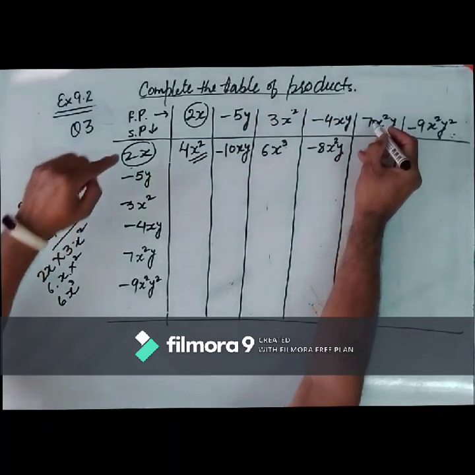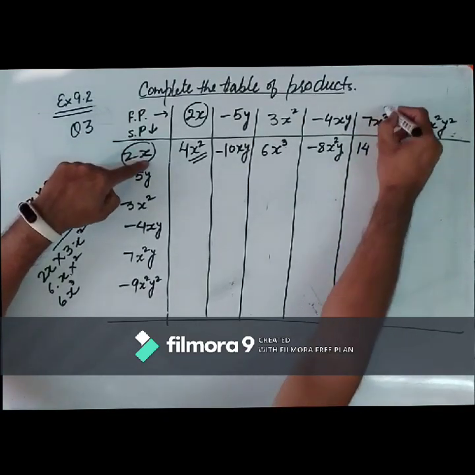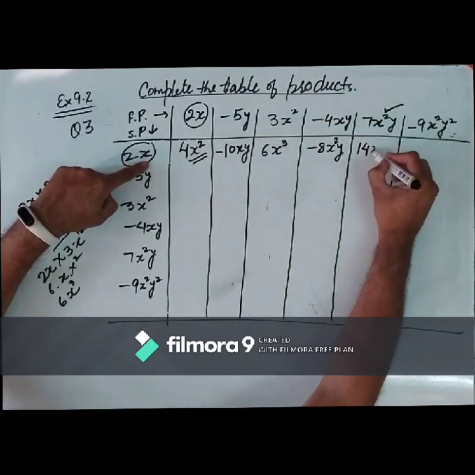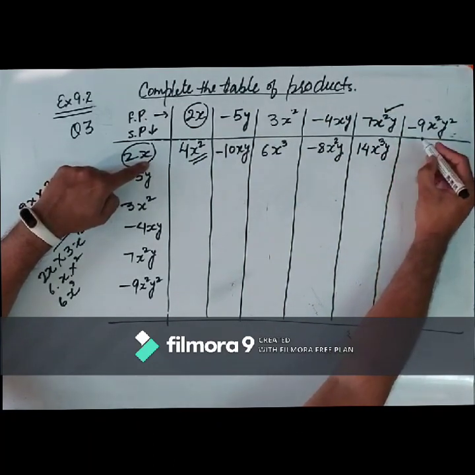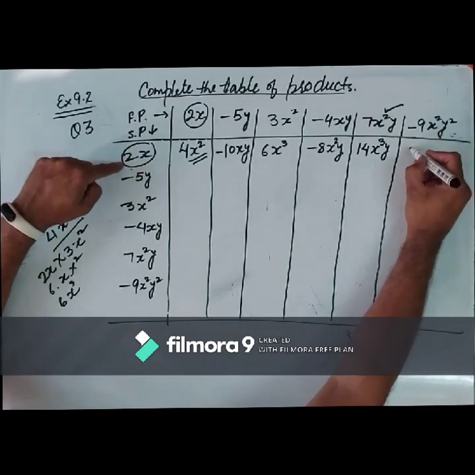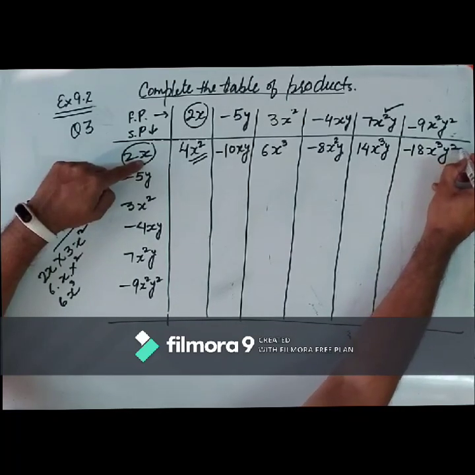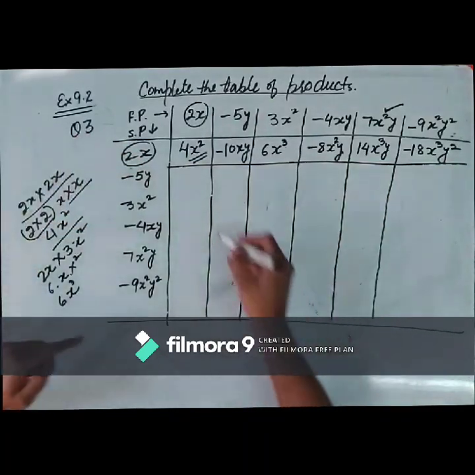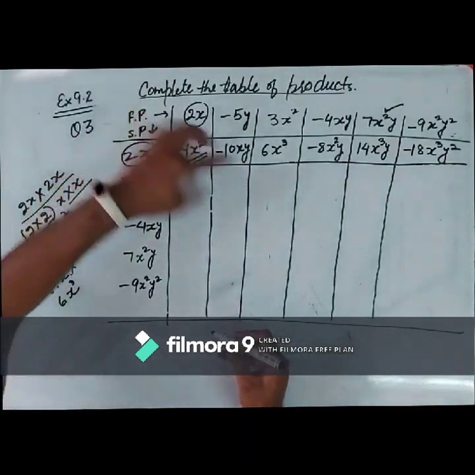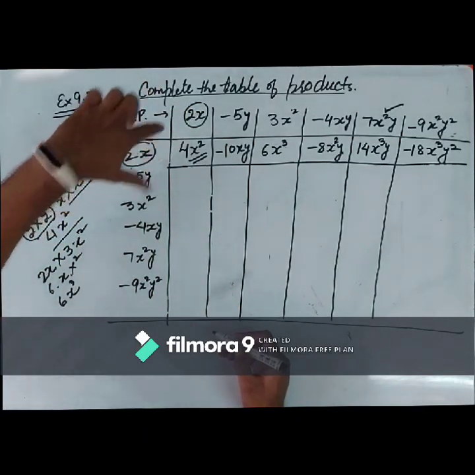Similarly 2 into 7, that is 14. x into x square is x cube and y is independent. Minus 9 into 2, that is minus 18. x into x square is x cube and y square, right? So this is how we complete this table. Similarly, all the entries can be entered by multiplying the corresponding terms.